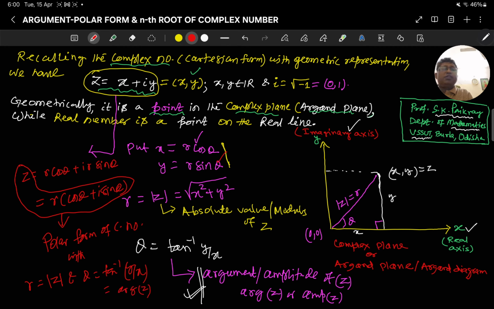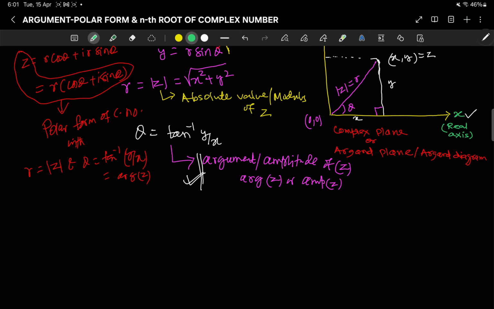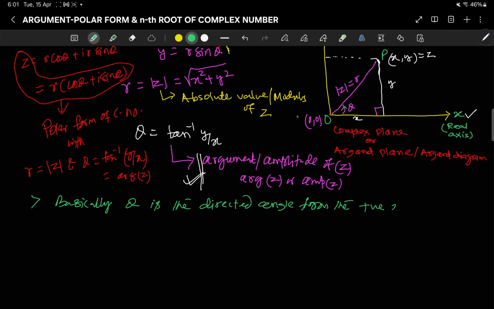Let us discuss the details of this. If this is my origin O and this point is my P, then what is theta? Basically theta is the directed angle in the positive direction from the positive x-axis to OP.